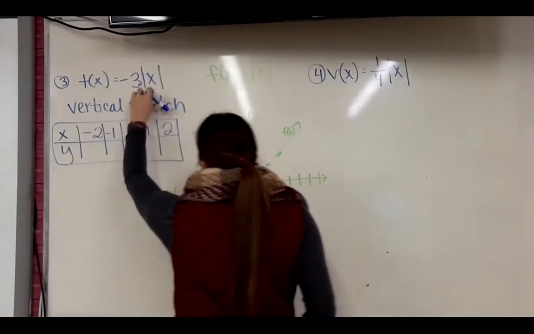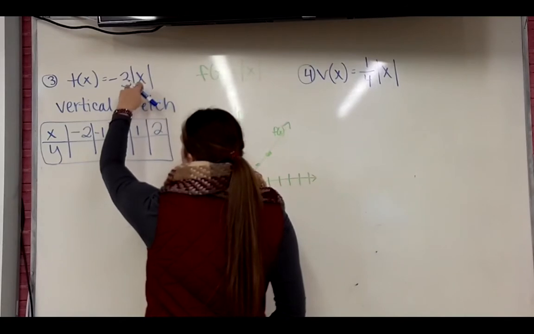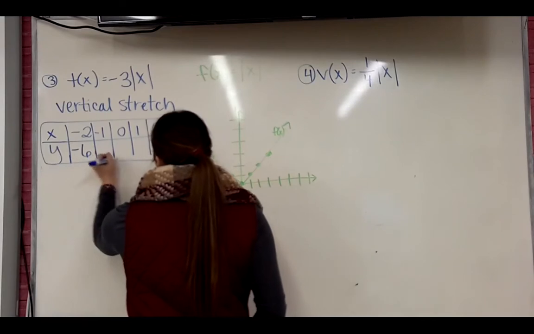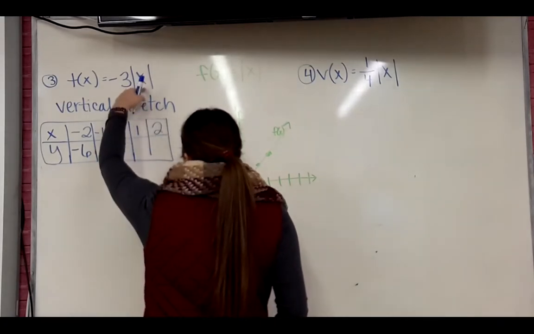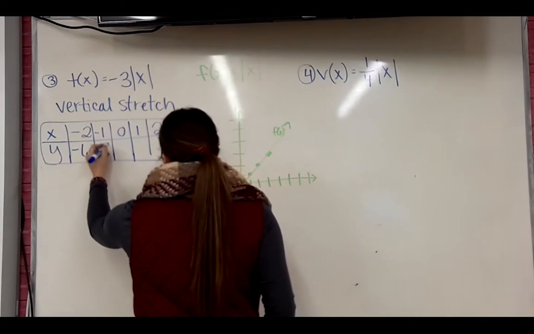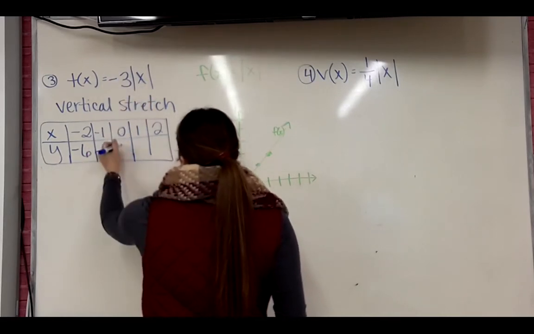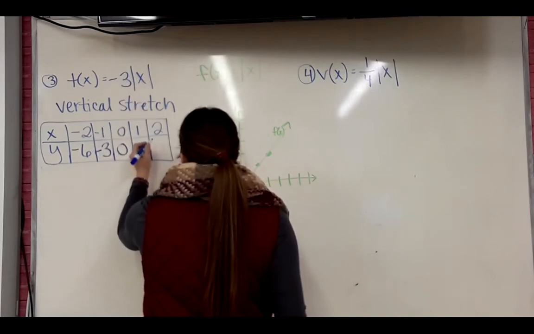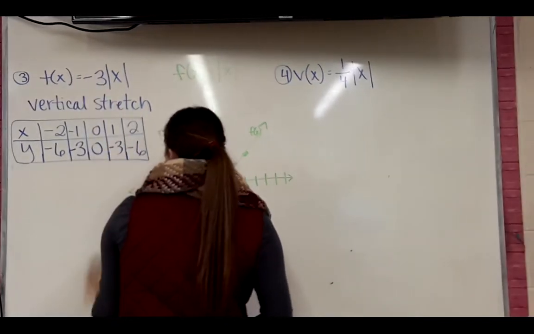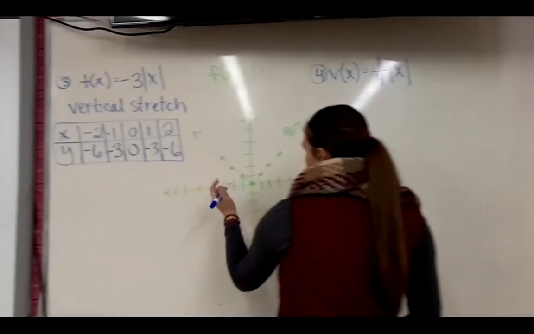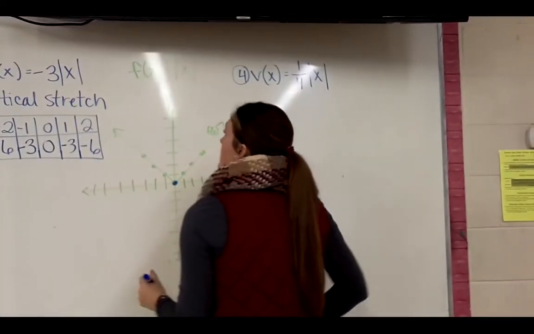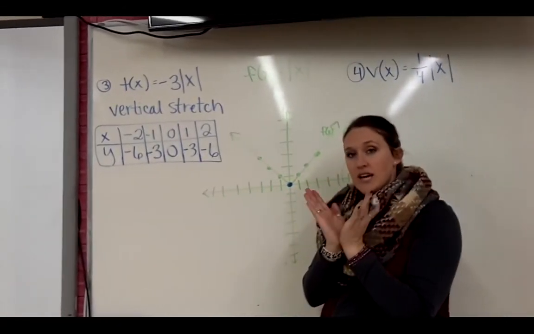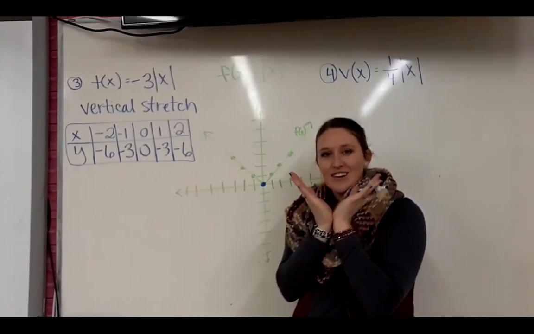So if I have a negative 2 in here, the absolute value of negative 2 is positive 2. Positive 2 times negative 3 is negative 6. And to plug in negative 1, that would be 1 times negative 3 is negative 3. Plug in 0, get 0. Plug in 1, 1 times negative 3, and 2 times negative 3 is negative 6. Okay, so if I graph that, my vertex is at 0, 0 again, same one, which it should be. Since it's a vertical shrink or stretch, it should start at the same vertex, and it just kind of does that. Either go in or go out.